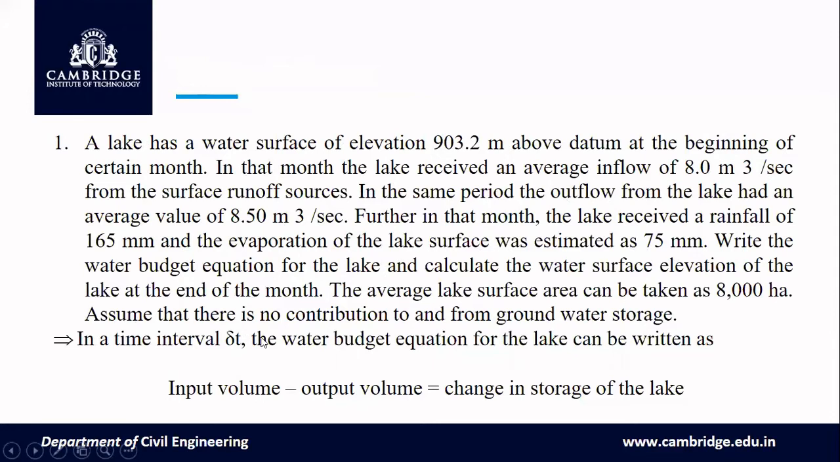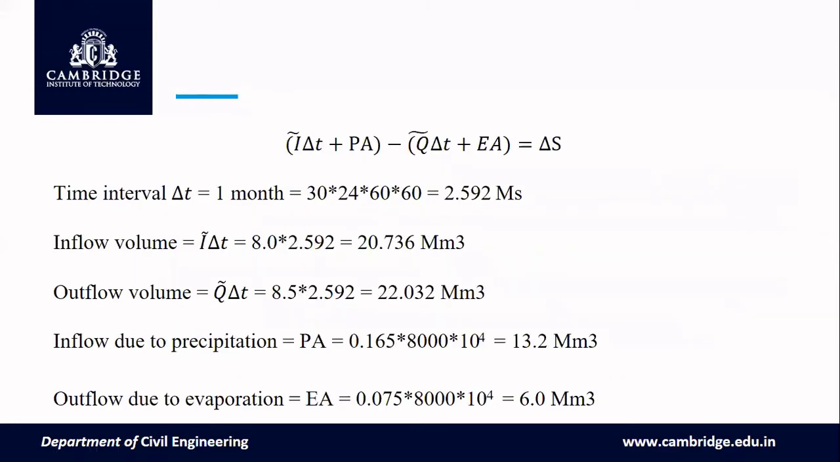Now, for a time interval delta t, the water budget equation is the principal equation: inflow minus outflow volume equals the change in storage of the lake. First calculate the inflow volume, the input parameters into the lake, and then the outflow volume, the output parameters from the lake. Input volume is I into delta t plus precipitation into catchment area. Output volume is Q bar delta t plus evaporation into lake area. Now one by one, the time interval delta t.